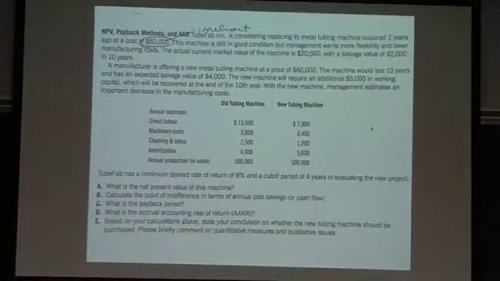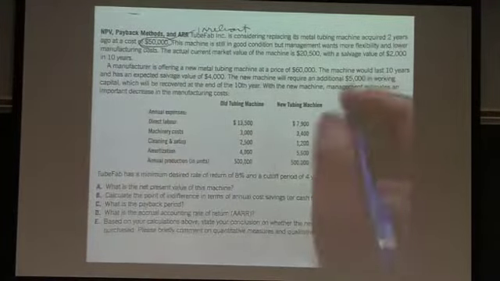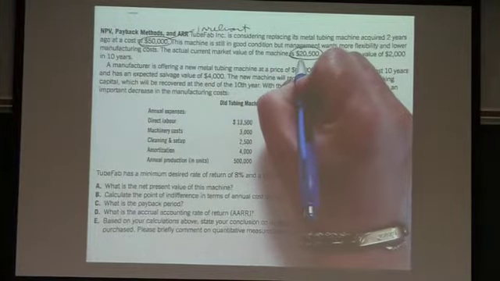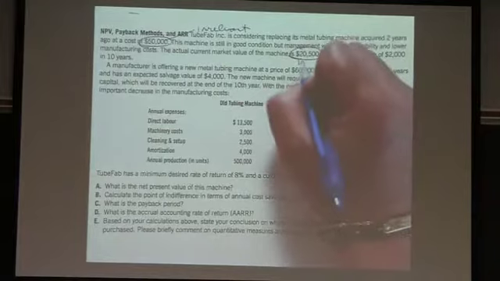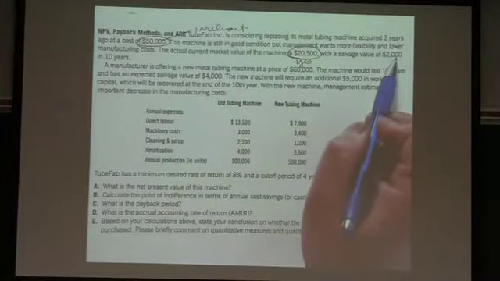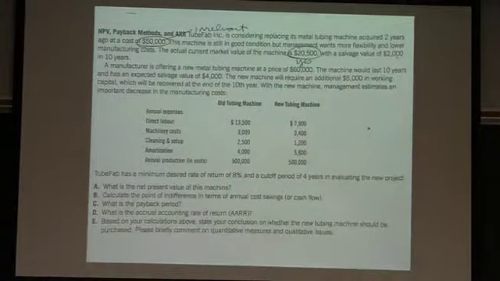Good condition, but management wants more flexibility and lowering manufacturing cost. The current market value of the machine is $20,500. Is that relevant? The answer is yes. And with a salvage value of $2,000 at the end of 10 years. Okay, so that's relevant. We're going to talk about how we're going to incorporate that in the question.